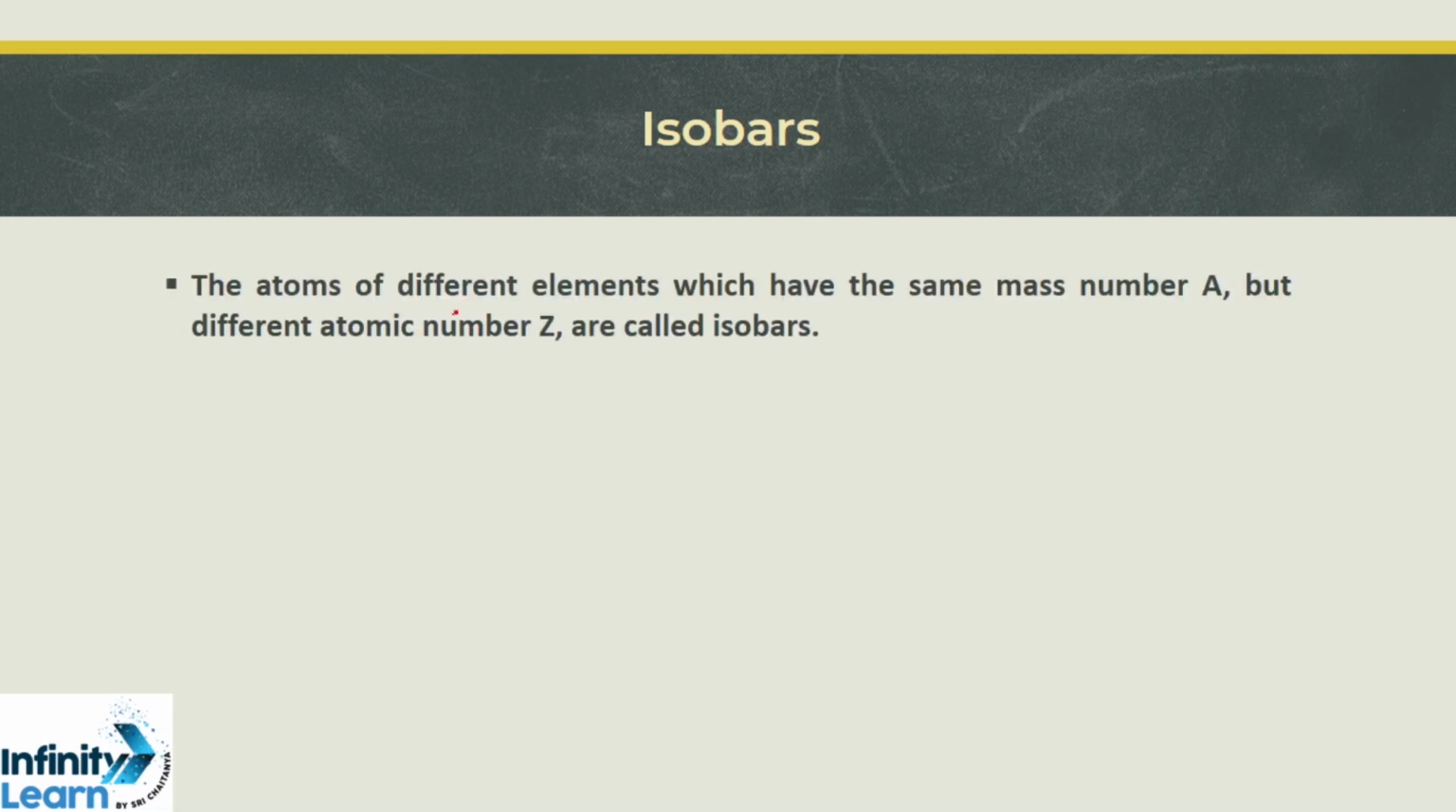Now let us talk about something called isobars. Isobars are atoms of different elements which have the same mass number but different atomic numbers. Let us try and understand this with an example. The first example that we are going to take is sodium and magnesium. We know sodium has atomic number 11 and magnesium has atomic number 12. So the atomic number is different, Z is different in both cases. But sodium has an isotope Na23, and magnesium also has an isotope with mass number 23.